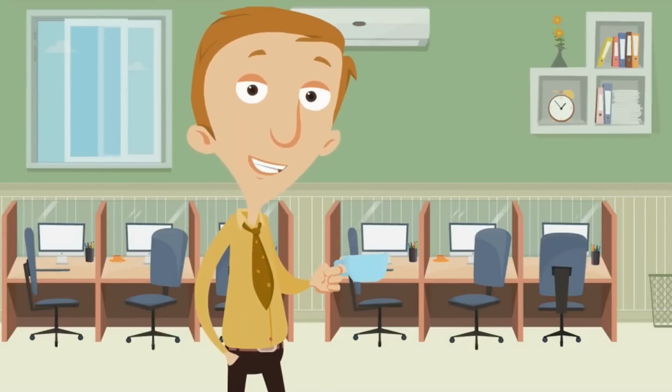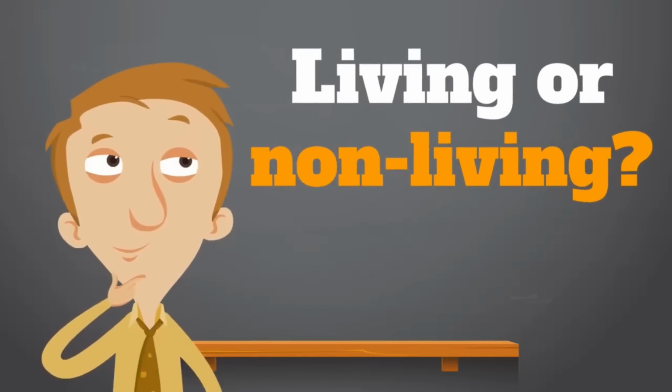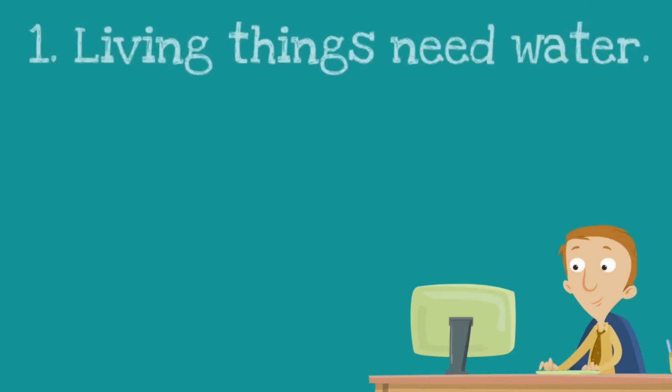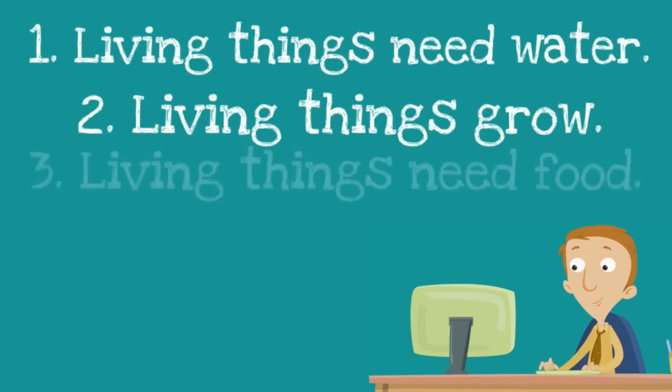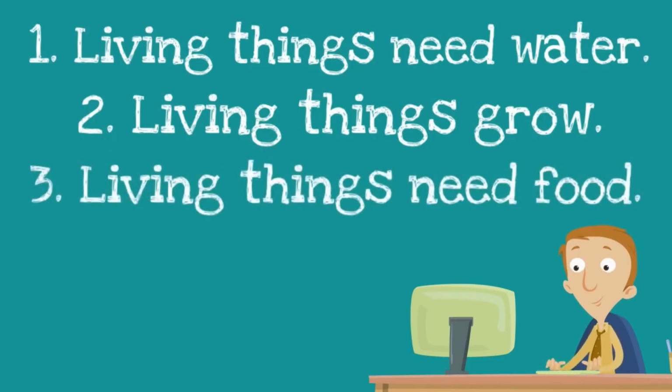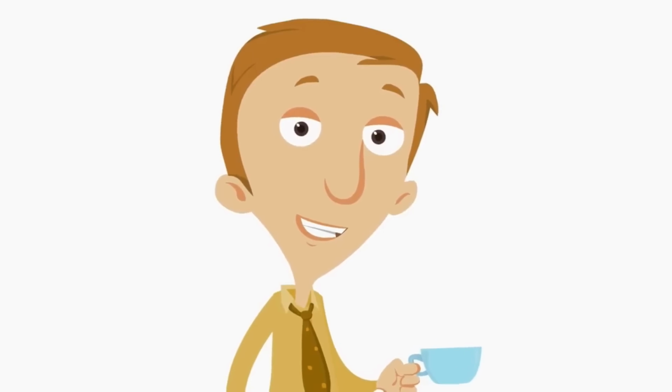Hey, let's go over the clues again. The clues to figure out if something is a living or non-living thing. First, living things need water. Second, living things grow. They go from being tiny to full grown. They develop over time. Third, living things need food. We talked about how living things can have different ways of getting that food, either through eating like we do, using sunlight to make food like plants do, or absorbing food like fungi. But all living things need food. All right, I think it's time to practice using these clues.